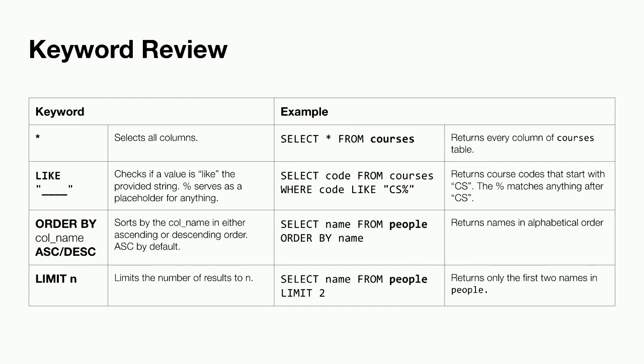Then we can do order by, and you specify the column name to order by ascending or descending. This also works for text. So if I had select name from people, order by name, then this is going to order all of these names in alphabetical order. We also have limit, which limits the number of results to a certain number that you specify.